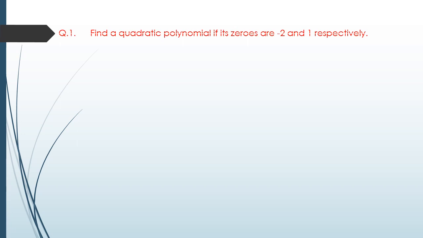So now let us see some questions based on this concept. Question number 1 is find a quadratic polynomial if its zeros are -2 and 1 respectively. So we have given the zeros and we are supposed to write the polynomial, right? So here let us say one zero is alpha and another one is beta. So let us say alpha is equal to -2 and beta is equal to 1, right? Now in order to write a polynomial, we know that first of all we'll require sum of the zeros and then we require product of the zeros. So let us start with this one.